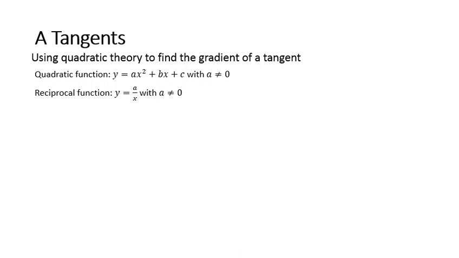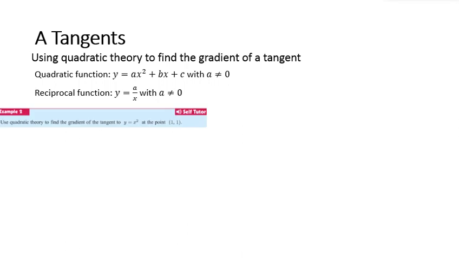Let's start with an example. Let's do example 2. In example 2, they ask you to use the quadratic theory to find the gradient of the tangent to the function f of x equals x squared at the point (1, 1). The purpose is to find it algebraically, but let's sketch the graph first.